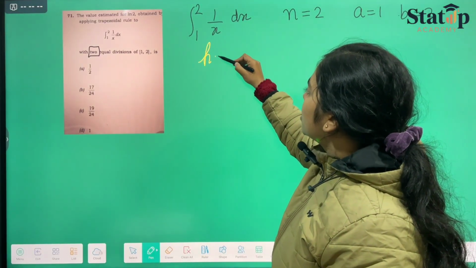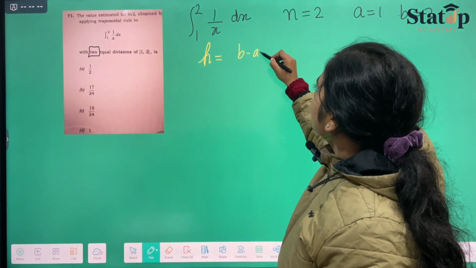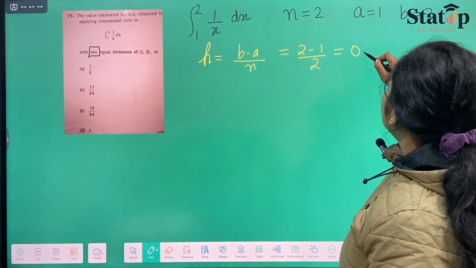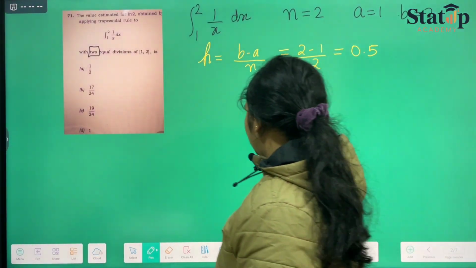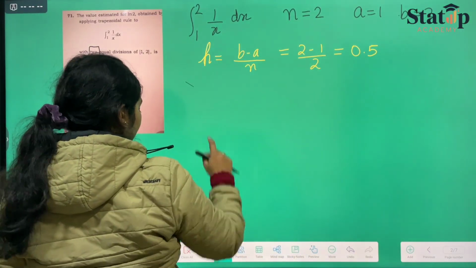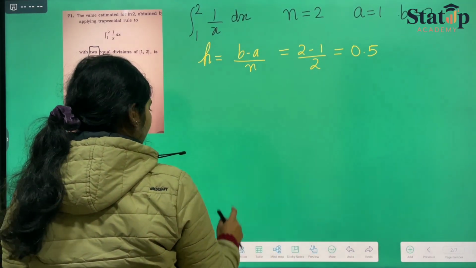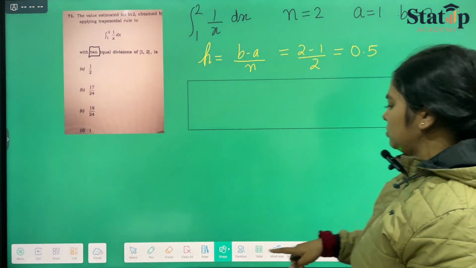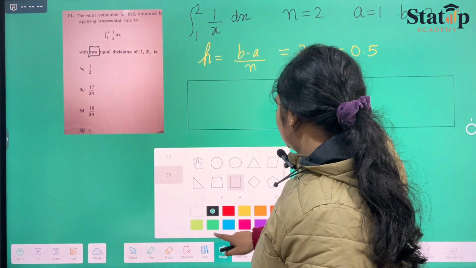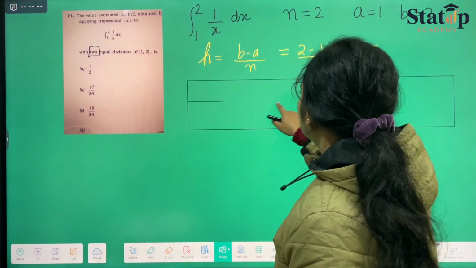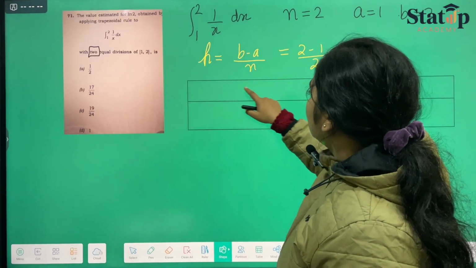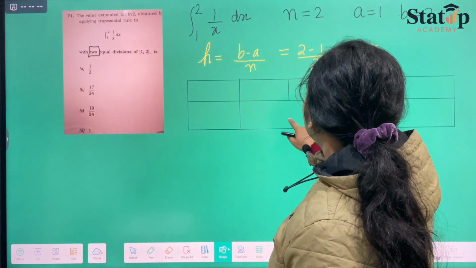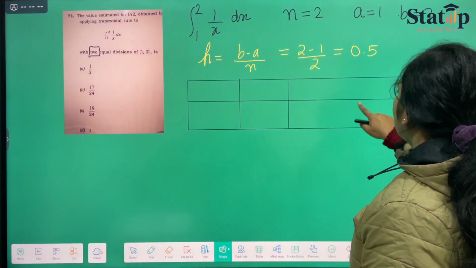We can find out h. What is the value of h? It is b minus a upon n, which is 2 minus 1 upon 2, which is nothing but 0.5. Now we'll again make the table of x and y values. And since the divisions are fewer here and the difference is 0.5, we will only have 1, 1.5 and 2.